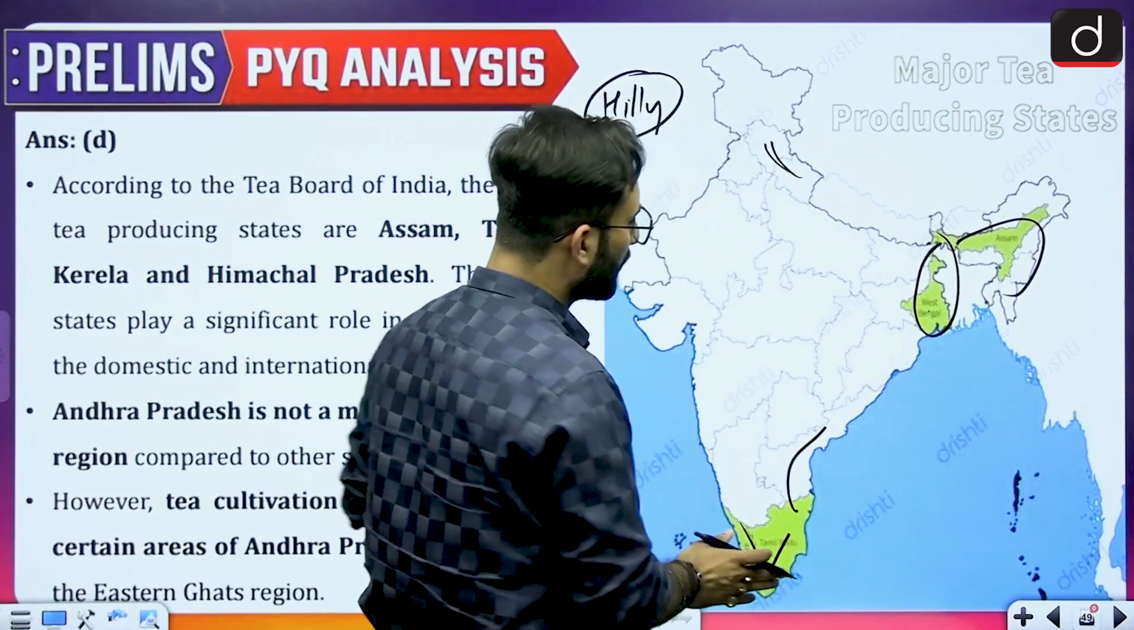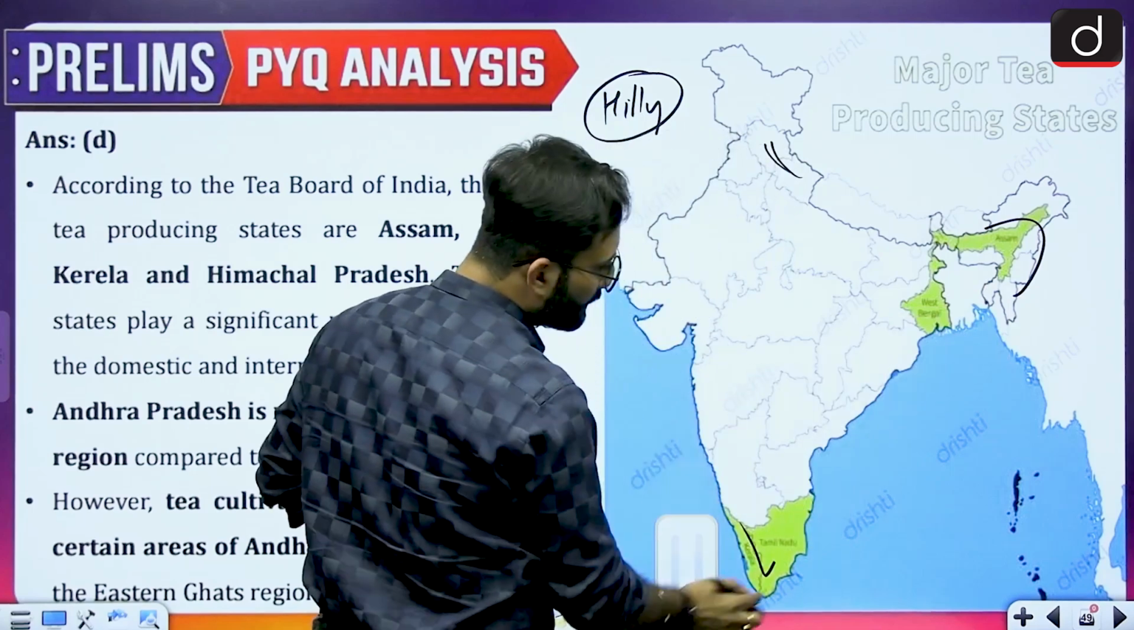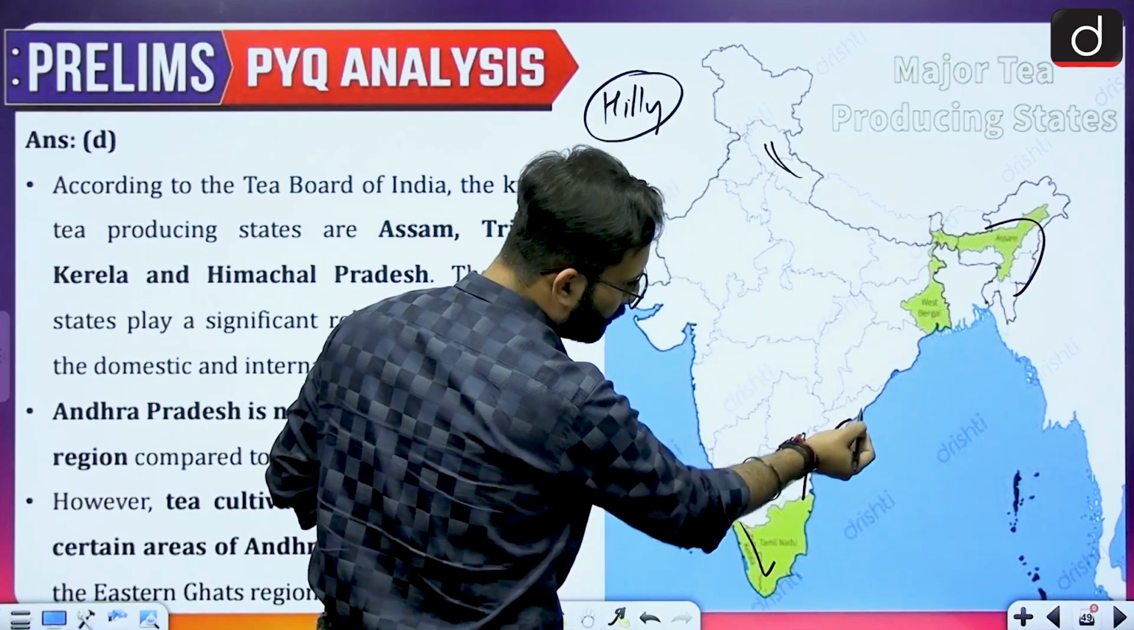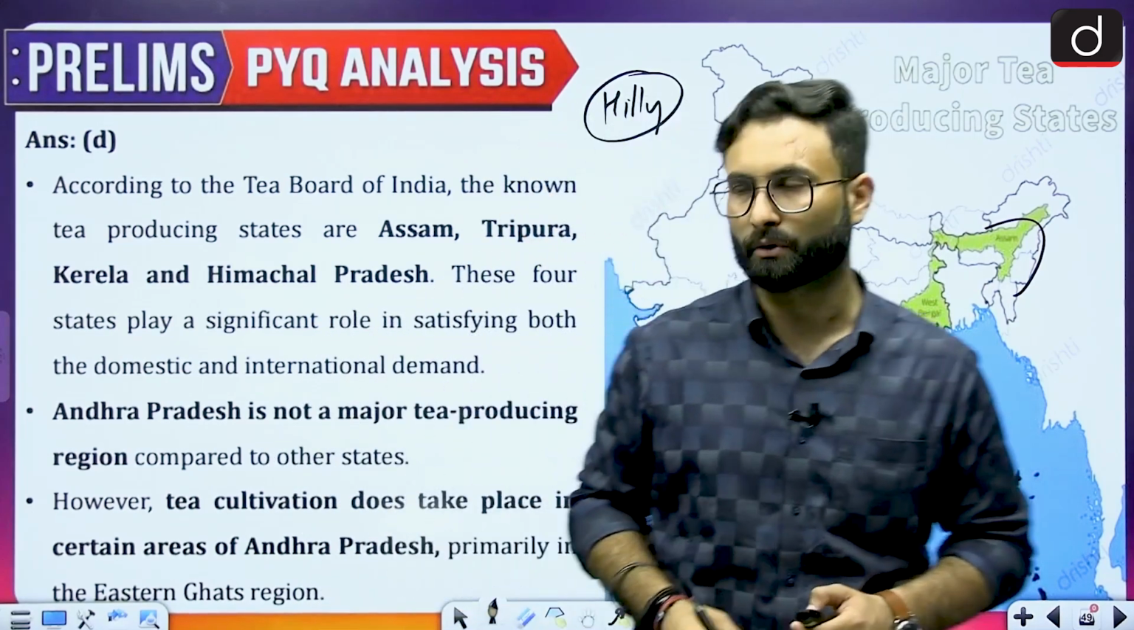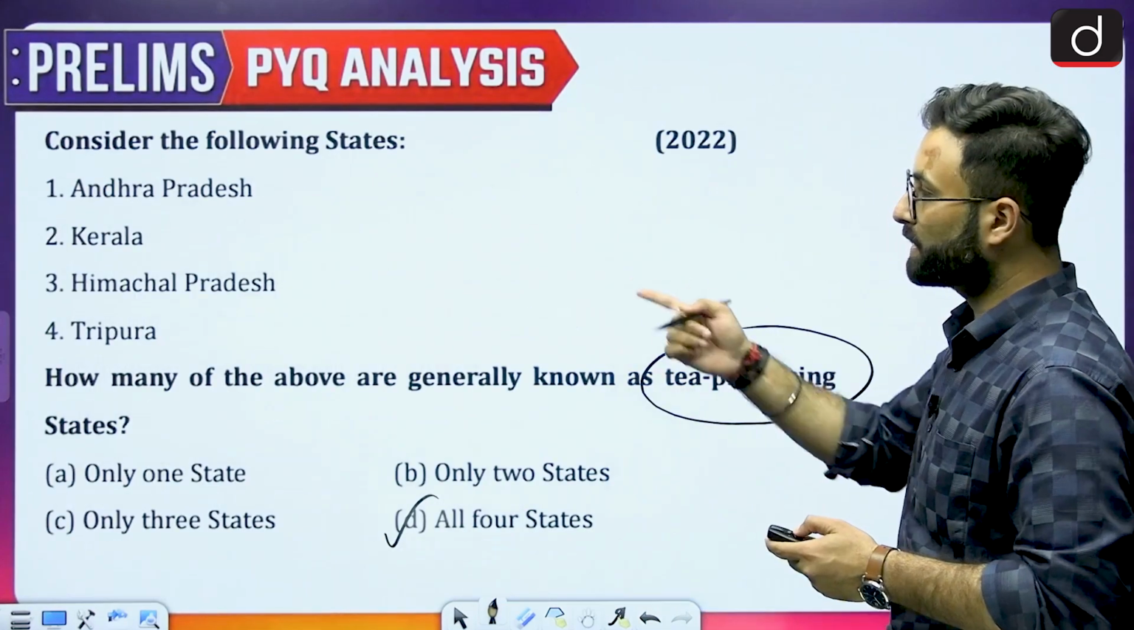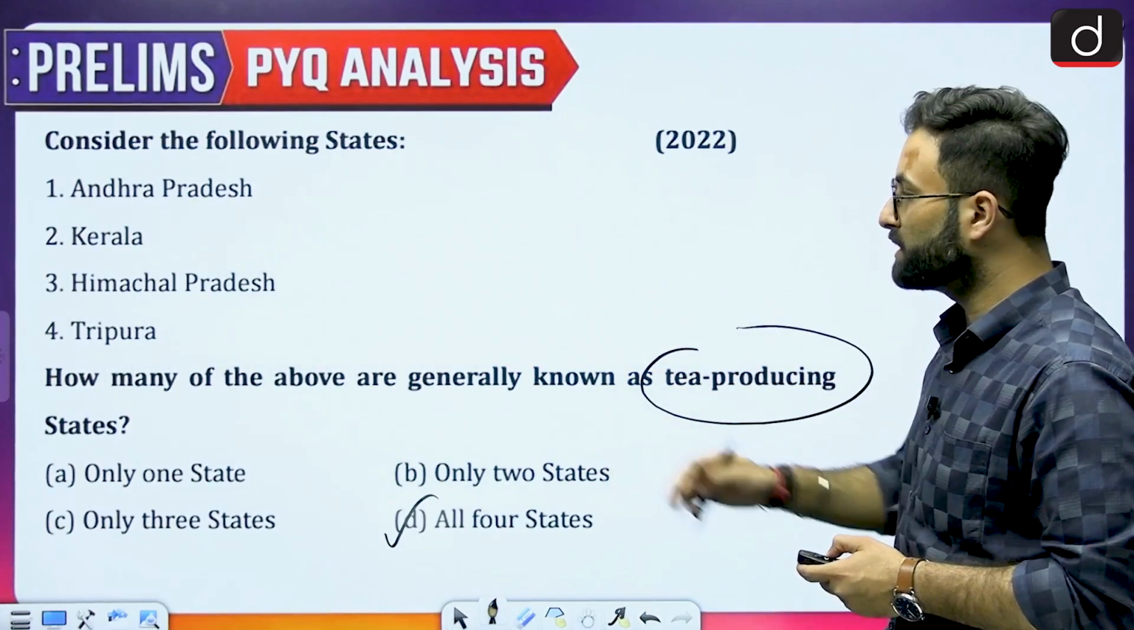So if you look at Andhra Pradesh over here, you will find that on the Eastern Ghats or the hilly areas they are producing it. So that is about the tea producing states. Option D is your right answer.